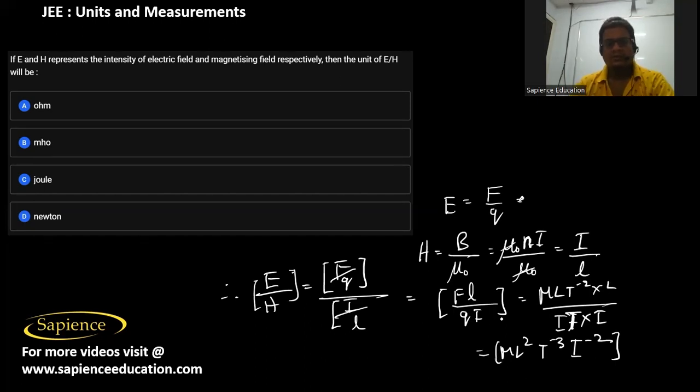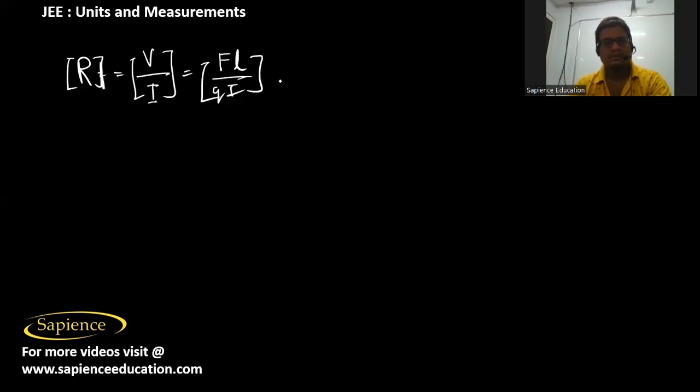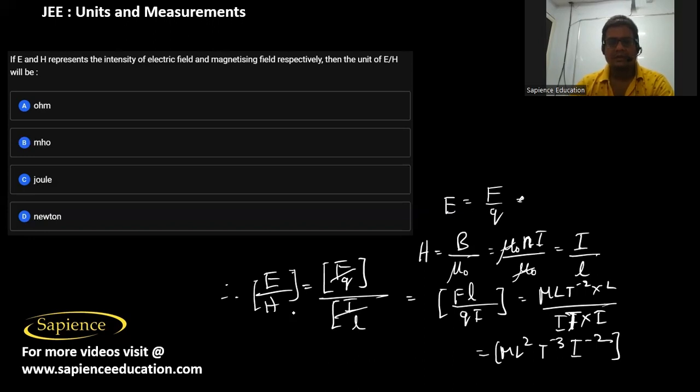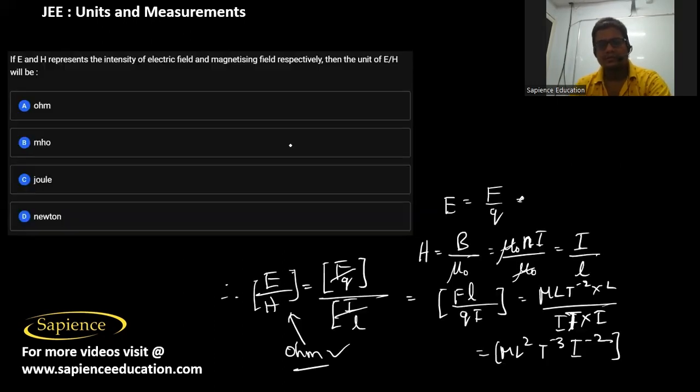Now the dimension of resistance is voltage by current. Voltage is work done by charge, FL by Q, into I, so FL by QI. So it means that E by H has the same dimensional formula as that of resistance. So the unit of E by H also will be ohm, since the unit of resistance is also ohm. So option A is the correct answer.